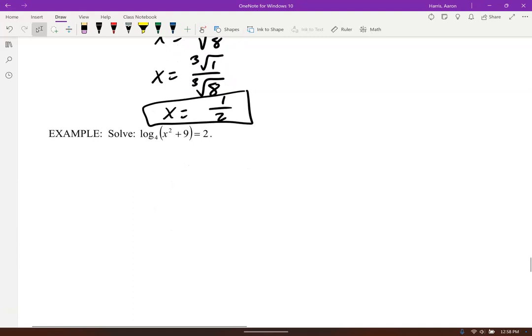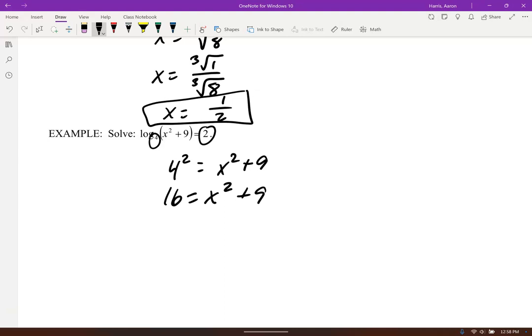All right, how about this one? Change this to exponential form. 4 squared equals that x squared plus 9. So we got 16 is x squared plus 9. I go ahead and subtract 9 on both sides, and I have 7. And then I square root. X is plus or minus the square root of 7.